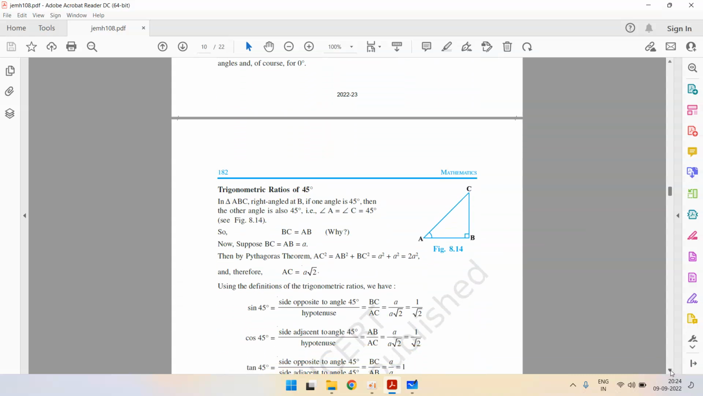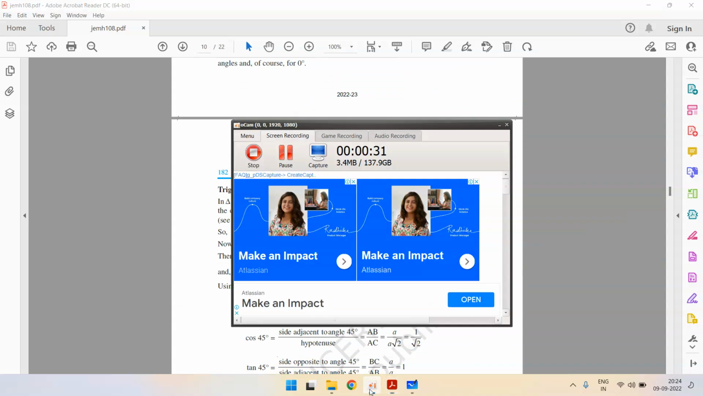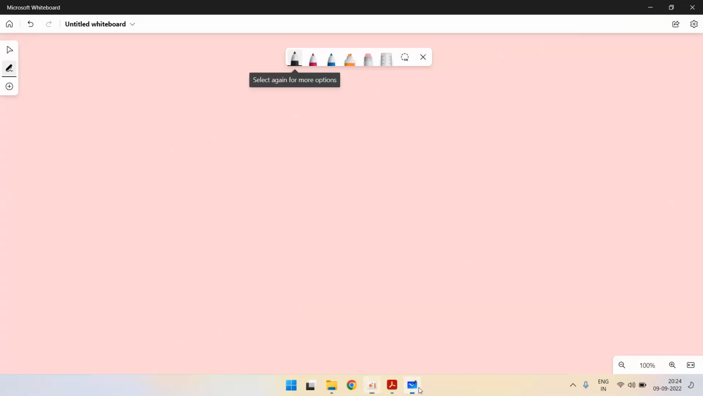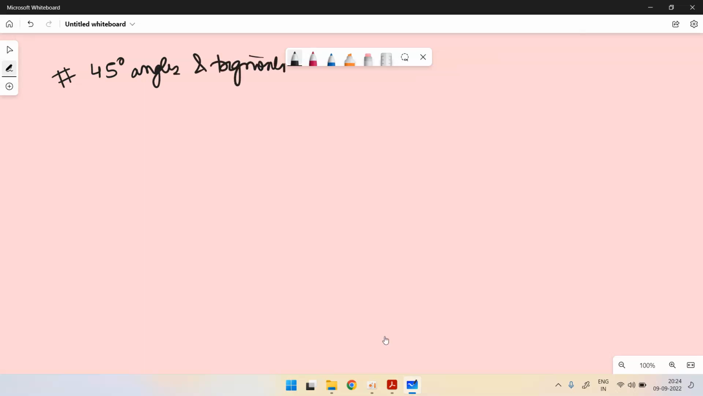45 degrees, that is sine 45, cos 45, tan 45. How to get these values? So let me start with 45-degree angles and trigonometric ratios.